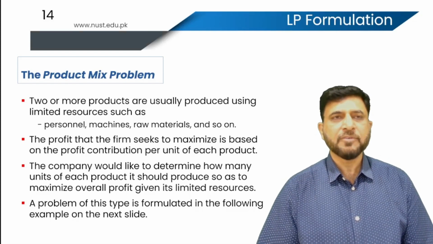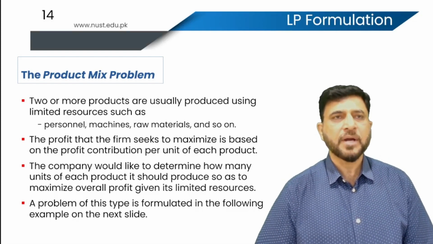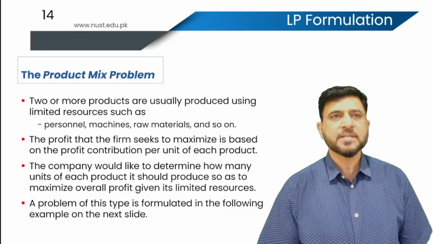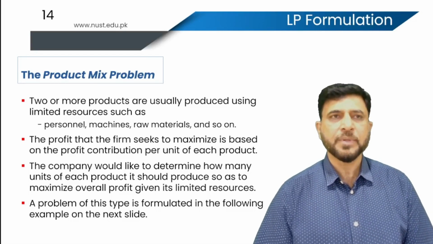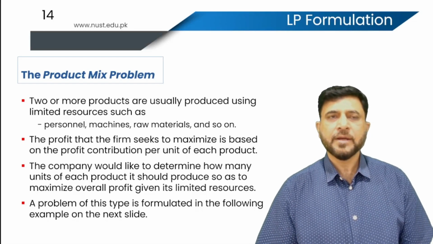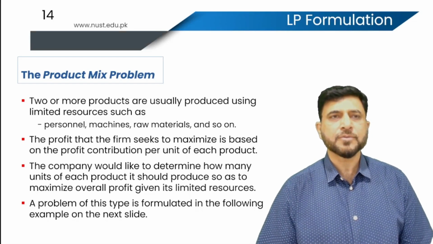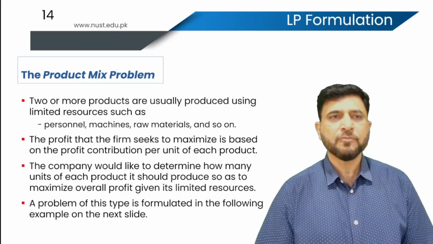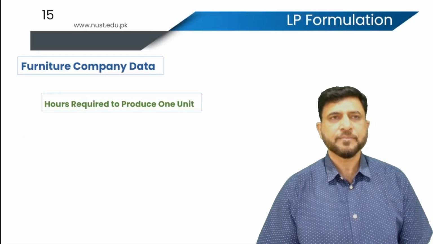Mind it, in the previous part, we studied that three things are necessary for making an LP. That is the objective function, alternatives, and constraints. So here we will also be doing the same. We will be formulating all three things.